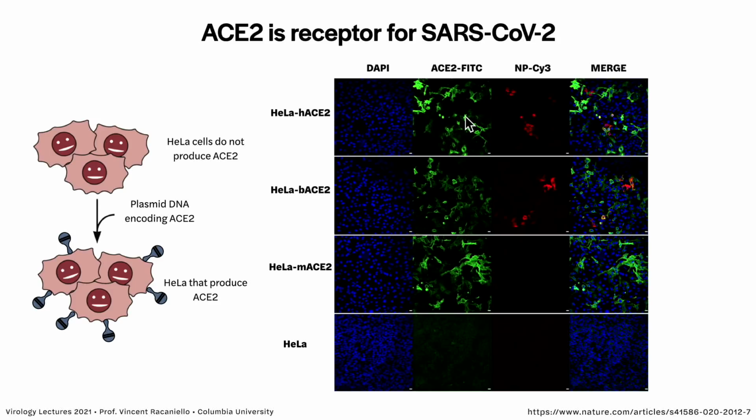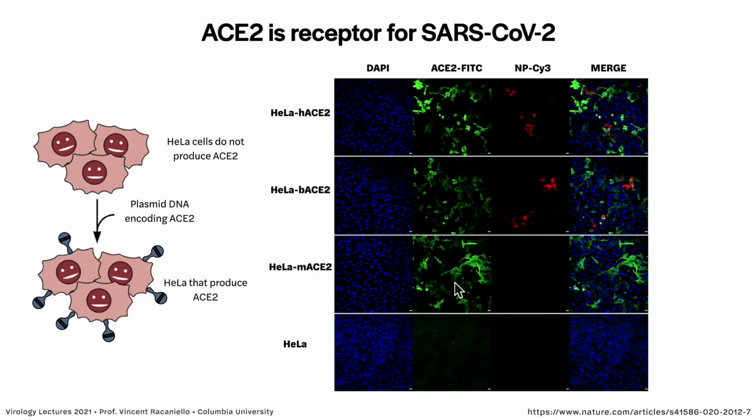And then they infected these cells with SARS-CoV-2, and they stained the cells with an antibody to the viral nucleoprotein, which is that protein that binds the RNA, right? And this antibody is linked to a dye that will fluoresce red under UV light. And so you can see some of these cells are infected. And then you can do a merge of the green and the red, and green plus red should give you yellow. And you can say, oh, they're yellow cells, which means they have ACE2 and they're infected. So this showed that the receptor was ACE2.